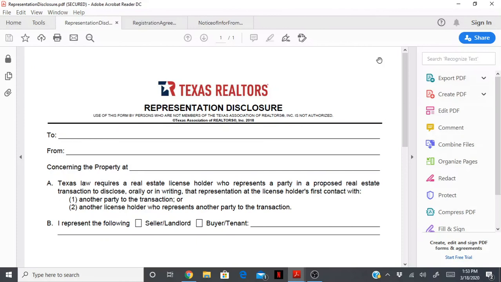Now, it's not illegal to represent 2 clients that are interested in the same property, but it is a slippery slope when it comes to ethics for the reasons I just described. You're going to be privy to information that you wouldn't normally be exposed to for each client. So would it be easy for you to suggest to one client to offer something because you know that your other client is going to offer something else? And I think the answer is yes.